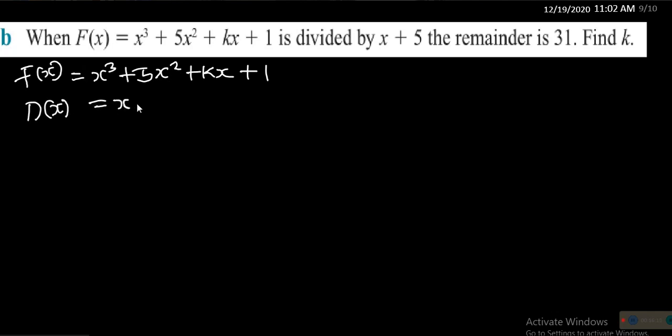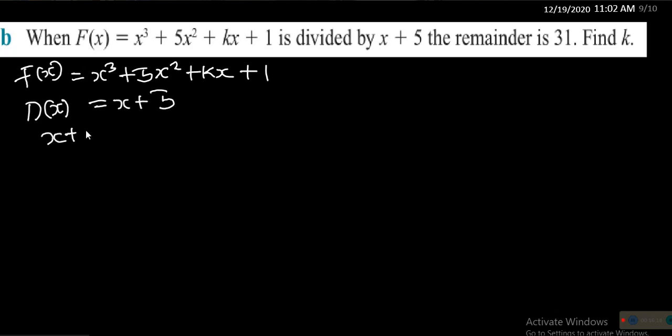Another example: when f of x equal to x cubed plus 5x squared plus kx plus 1 is divided by x plus 5, the remainder is 31. Find k. Okay, this is a like example. You can pause this video, solve this question, and check out the answer. So guys, we have f of x equals x cubed plus 5x squared plus kx plus 1, and the divisor here is x plus 5.